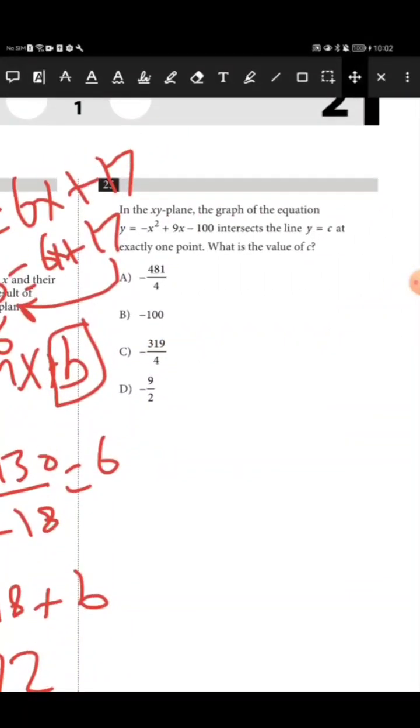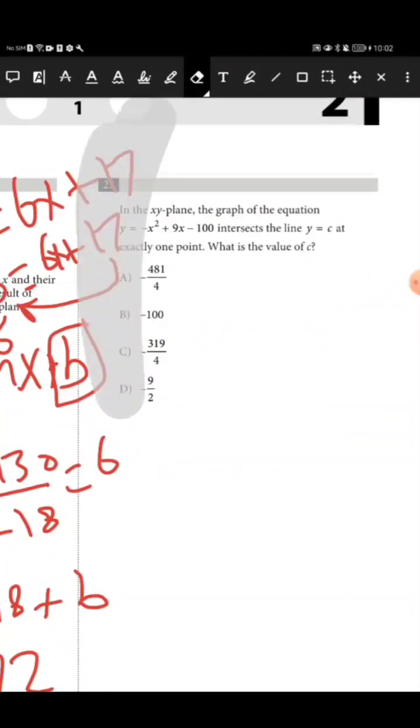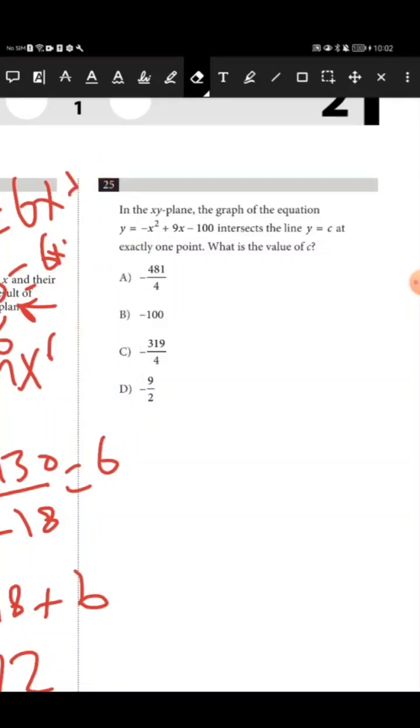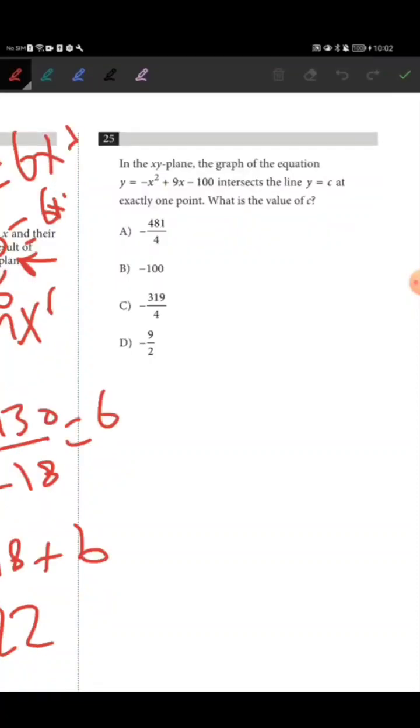Moving on to question number 25. In the xy plane, the graph of the equation y equals negative x squared plus 9x minus 100 intersects the line y equals c at exactly 1 point. What is the value of c? So the graph of the line y equals c is a horizontal line that crosses the y-axis at y equals c.